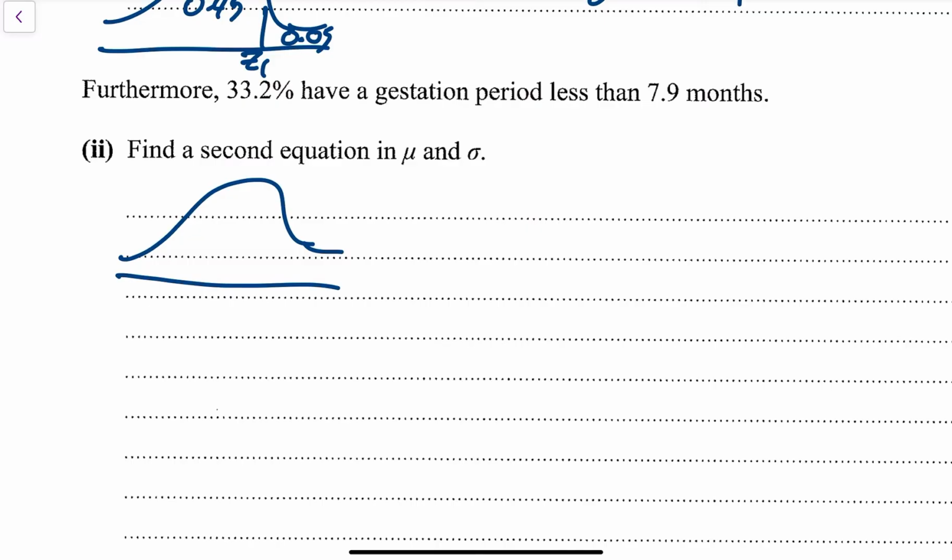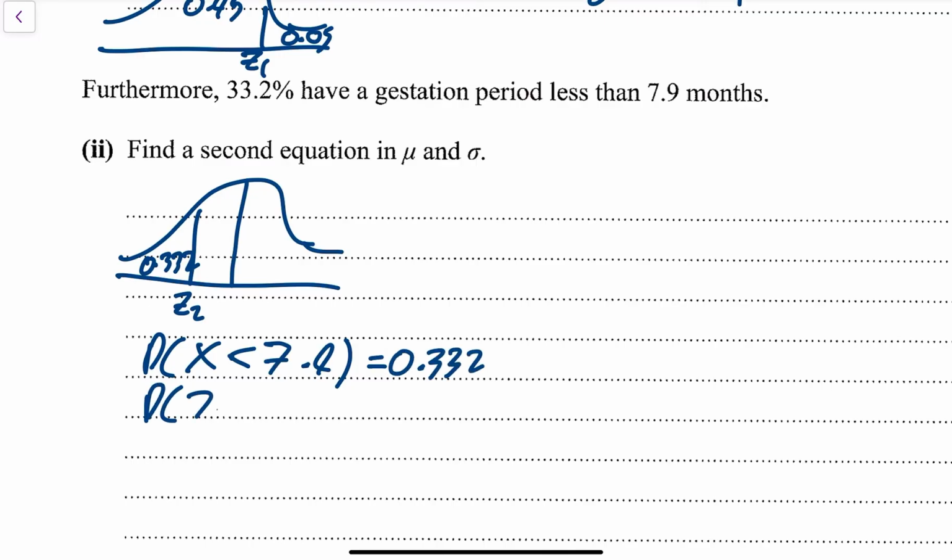Right, so it says, furthermore, 33.2% have a gestational period of less than 7.9 months. So there's my middle, that would be here. It's going to be less than, so it's already in the good setup. That's going to be 0.332, and that was Z2, which is equivalent to 7.9 months as well. So probability that X is less than 7.9 was equal to 0.332, and that corresponds to Z being less than Z2, which is equal to 0.332.